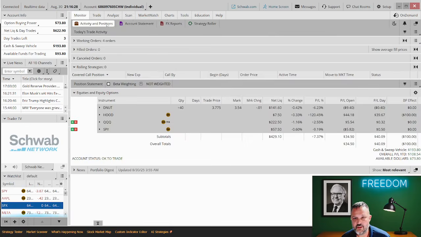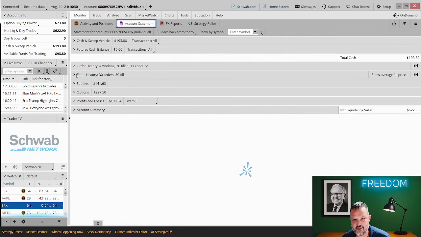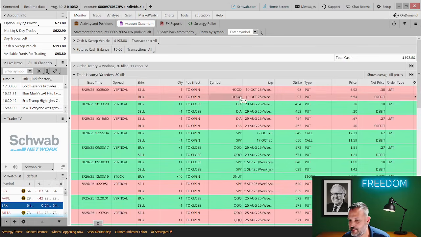Let's go to monitor, account statement. Let's look at trade history. I'm really going in, I'm showing you exactly what I did. I'm so sorry that I forgot. It was actually DIA. So here it is, DIA. And you can see right here is the trade on the DIA. And I got a total of 27 cents.